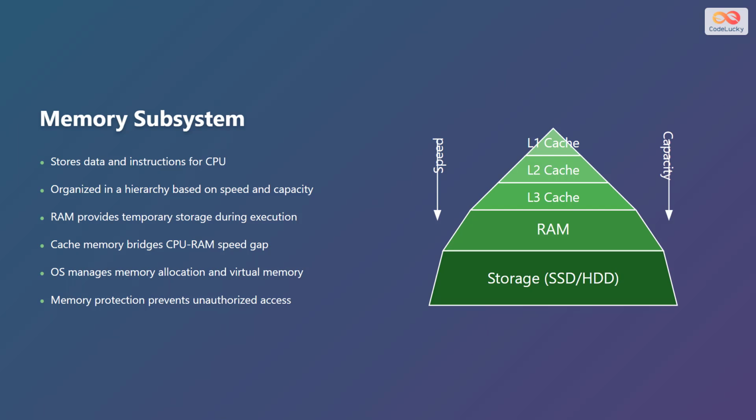Below RAM, we have cache memory, which is a smaller, faster type of memory that stores frequently accessed data and instructions. Cache memory helps to bridge the speed gap between the CPU and RAM, allowing the CPU to access data more quickly. The operating system manages memory allocation, keeping track of which parts of memory are being used and which are free. It also implements virtual memory, which allows programs to use more memory than is physically available by swapping data between RAM and the hard drive. Finally, memory protection prevents unauthorized access to memory, ensuring that one program cannot interfere with the memory of another program.